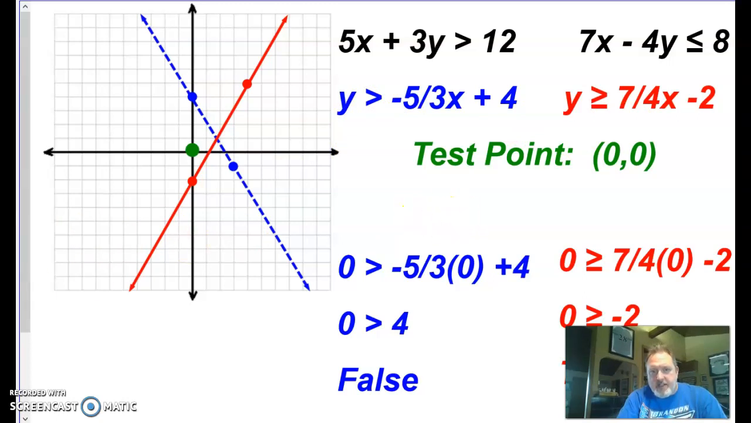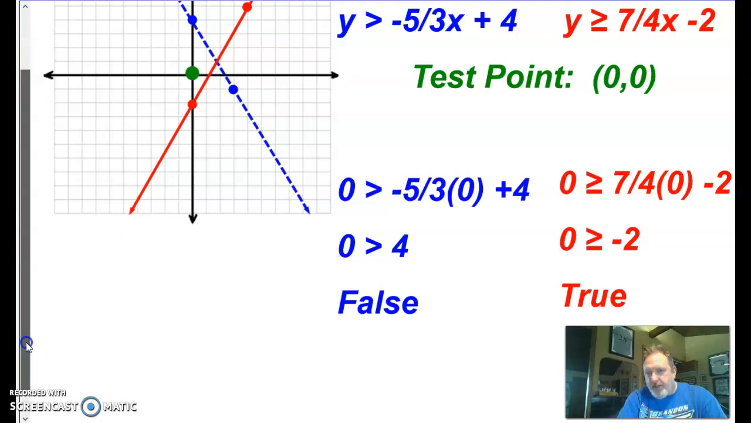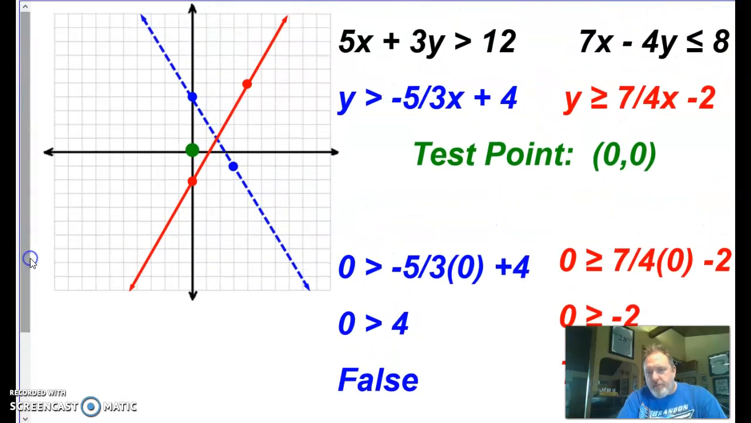And when I check my test point for the blue line, it's false. And for the red line here, it is true. So for the blue line, I am going to shade away from the test point, and for the red line, I am going to shade towards the test point. And so the region that's going to be our solution is right here, and so we're going to go ahead and shade that in. All right, so now you can see that that area has been shaded in. It satisfies both. For the blue line, we've shaded away from the test point. For the red line, we've shaded towards, and so this is our solution area.